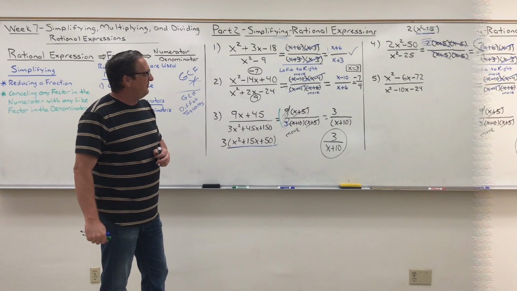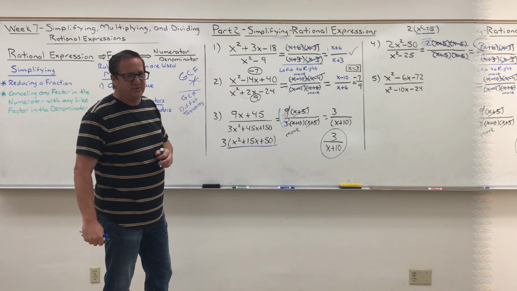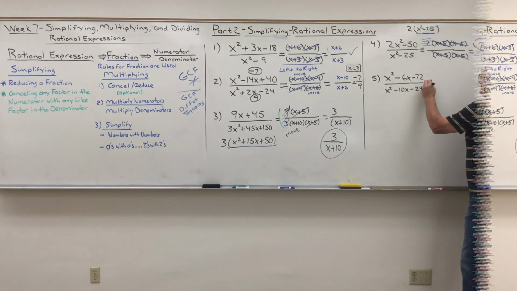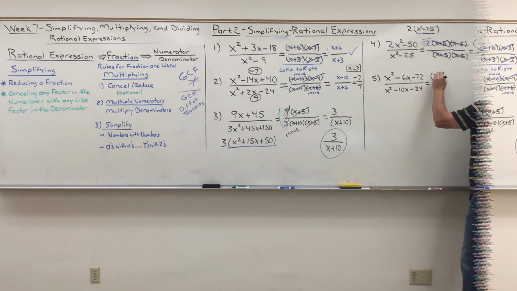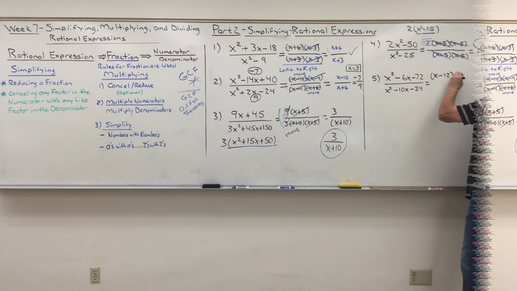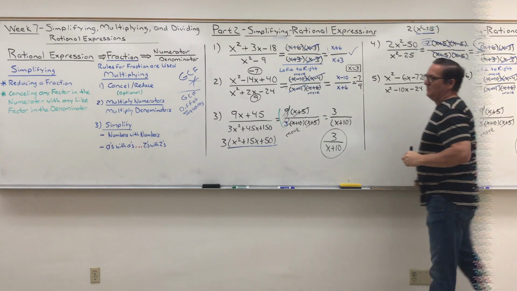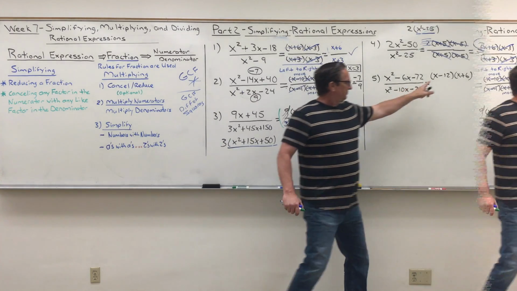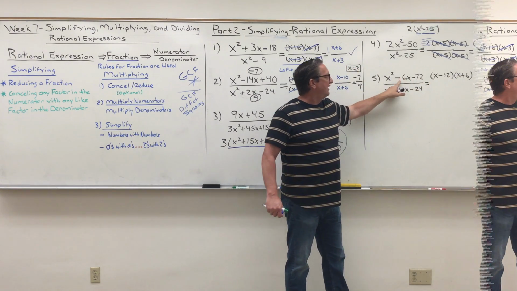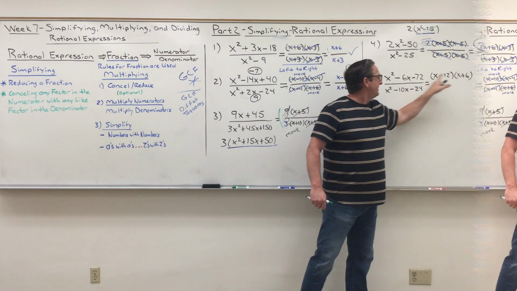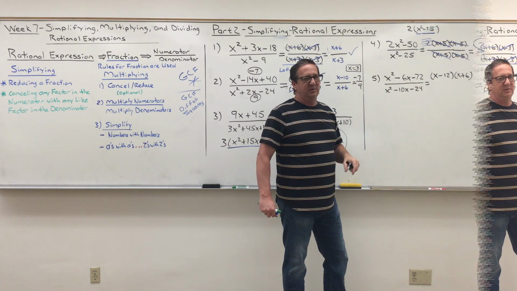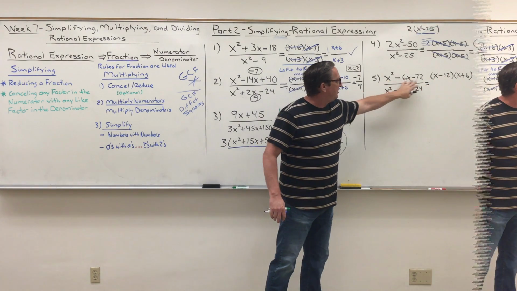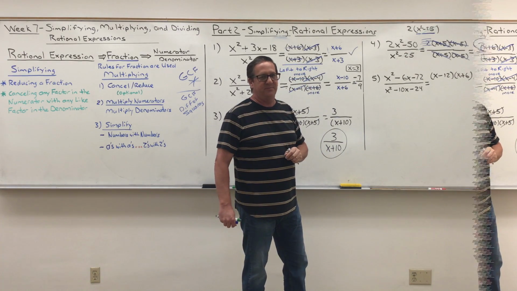So in example 5, I have x squared minus 6x minus 72. 2 numbers that when I multiply, I get negative 72, and when I combine them together, I get negative 6. So negative 12 plus 6 is negative 6. Negative 12 times 6 is negative 72. Make sure you don't have a positive 12 and a negative 6. Make sure you're really watching to make sure that both things are taken care of.